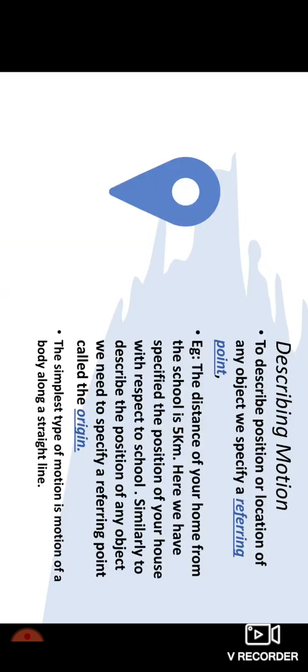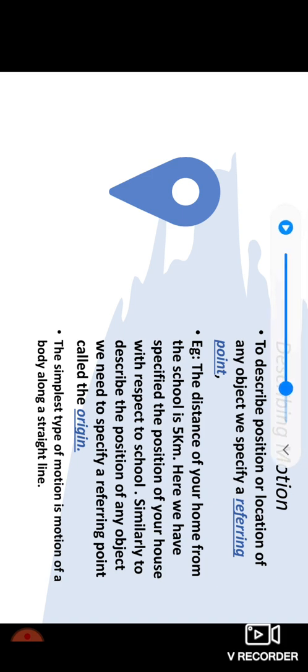Let us now discuss how to actually describe the motion of the object. To describe the position or location of any object, we need a reference point. To describe position or location of any object, we specify a referring point.